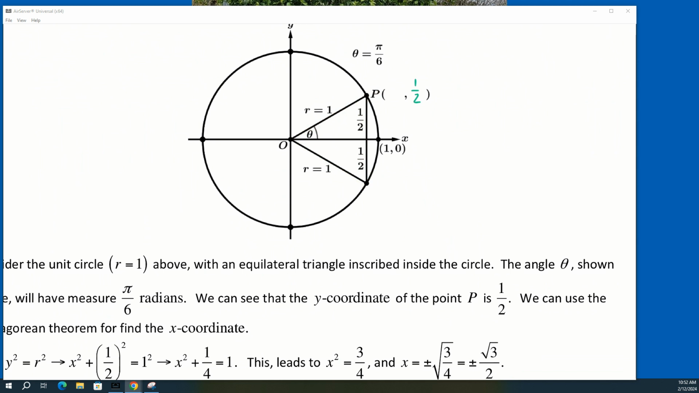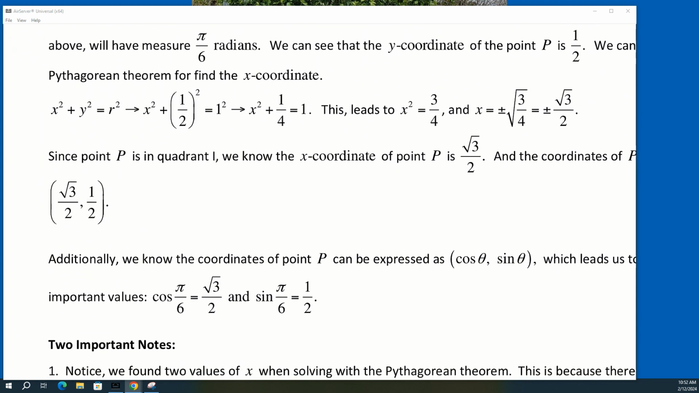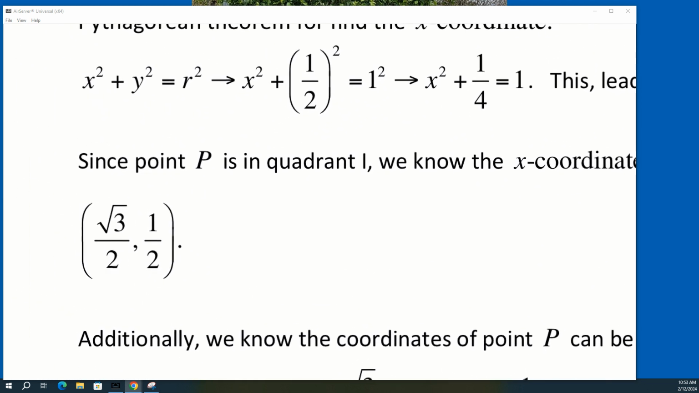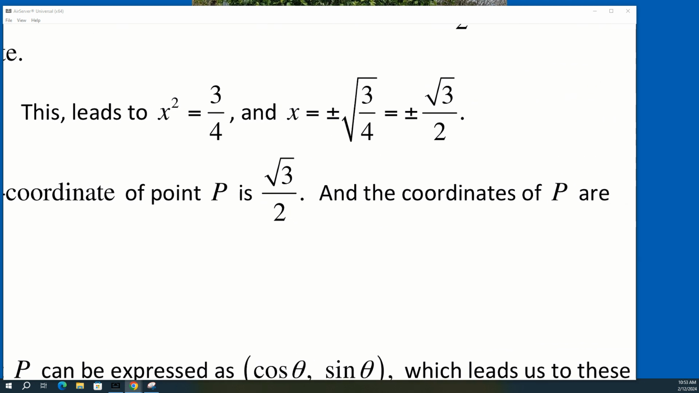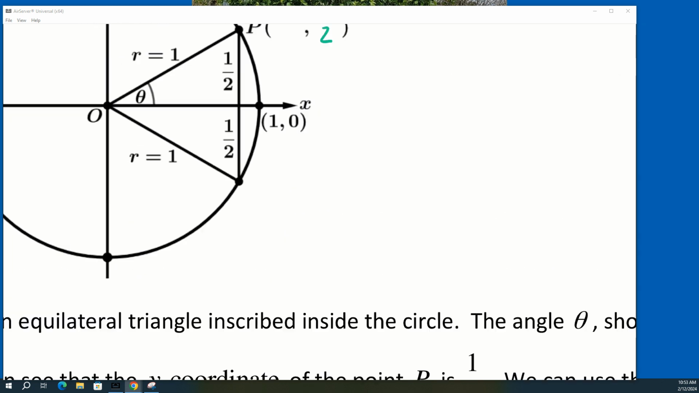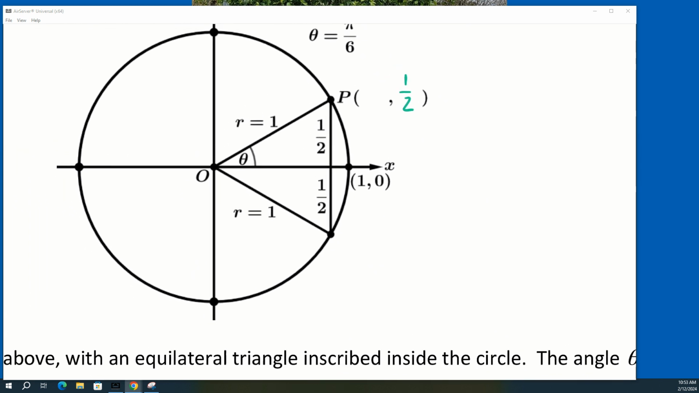All right, and then to find the x-coordinate at that point, what they did is they did the Pythagorean theorem again. This time, x is what we're looking for. They put in the 1/2 for y and put in 1 for the radius, squared all the things, subtracted, and took the square root, and found that x is either going to be positive square root of 3 over 2 or negative square root of 3 over 2. What do you guys think is going to be for P? Positive or negative x value? Positive. In quadrant 1, all the stuff is positive.